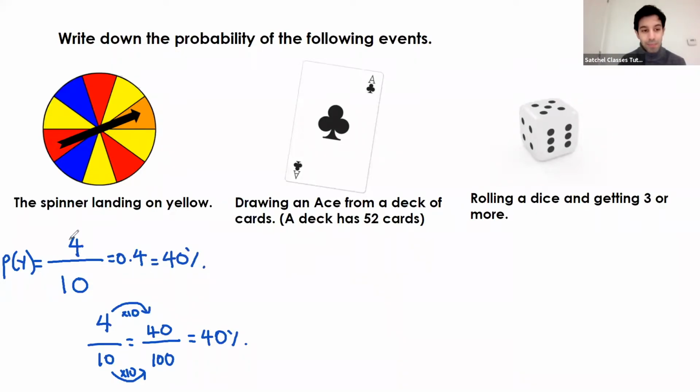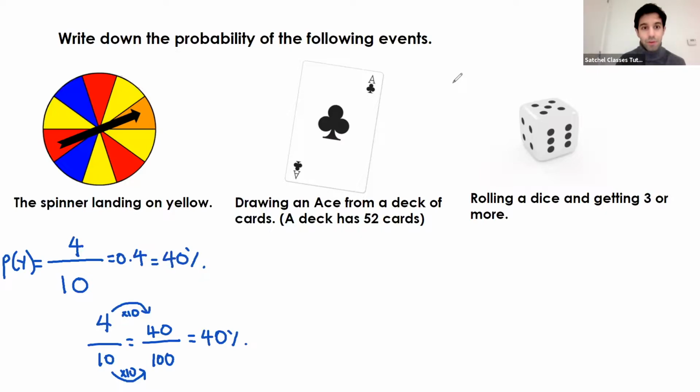So we can write probability as a fraction, as a decimal, or as a percentage. If you ever see a probability problem where you have a fraction or a decimal or a percentage, don't be put off by that, because these fractions, decimals, and percentages are essentially equivalent.